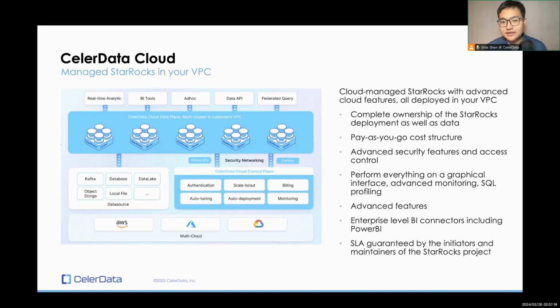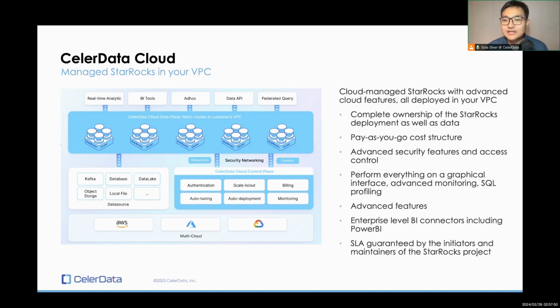managed by CelerData, which resides in CelerData's own VPC. It helps you maintain all of the clusters that are in your VPC, while you have complete ownership of the StarRocks deployment as well as your own data. And CelerData Cloud has a pay-as-you-go cost structure. We charge you by the second when the cluster is up, so the fixed cost of trying CelerData Cloud is very cheap.